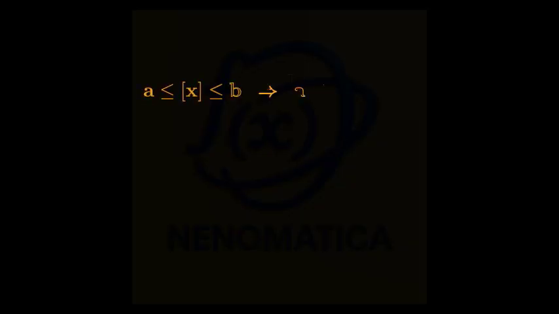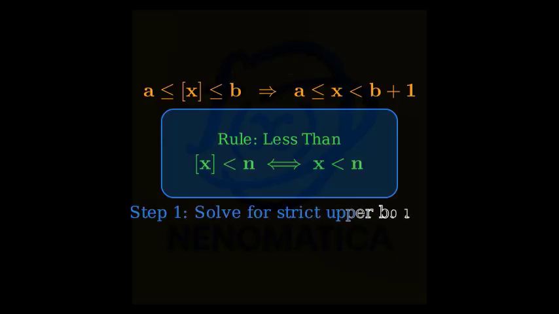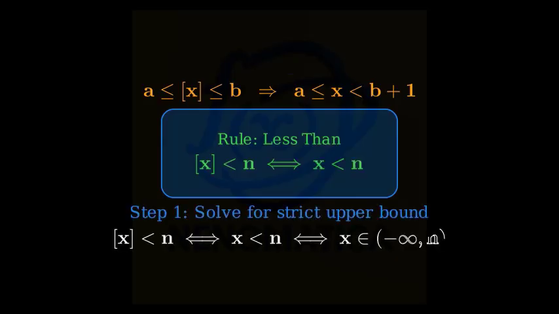Here is our reference example statement, shown exactly as a bold, orange formula. We'll come back to it after we build the rulebook. Rule 1. Strict less than with an integer bound. If the floor of x is less than n, then x itself must be less than n.